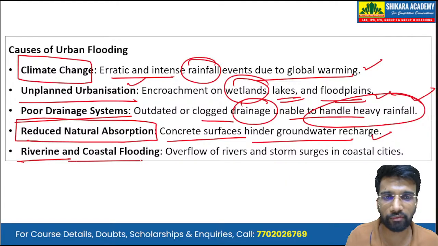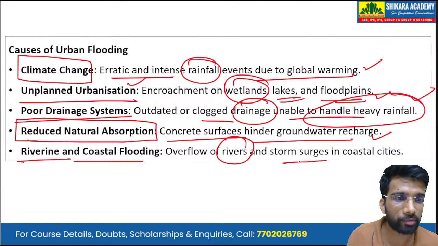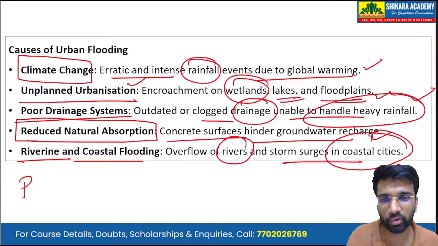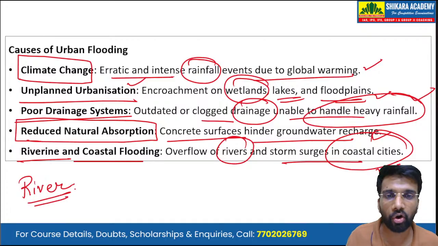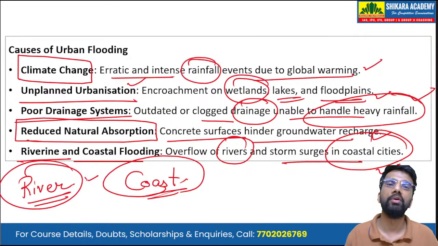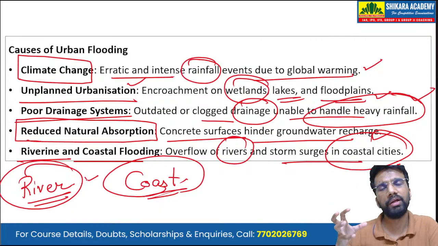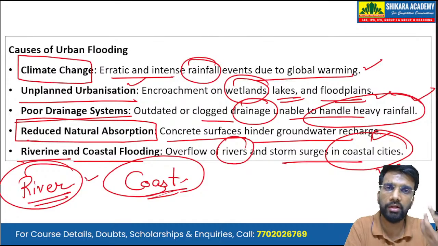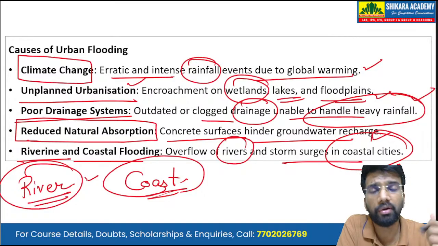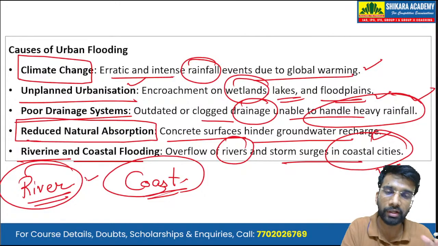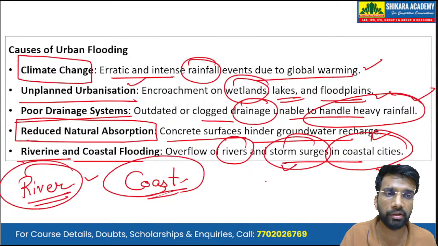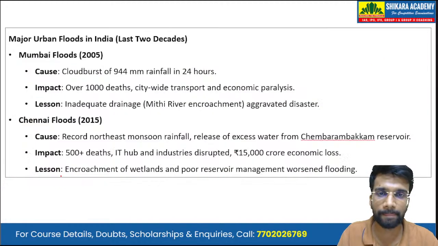Then riverine and coastal flooding. Overflows of rivers and storm surges in the coastal cities. Okay, so cities in India, either they are located on the banks of a river, or most of the cities are on the coastal regions. Okay, so the majority of the large cities in India are either on a river or in the coastal area. Now, this also enhances the urban flooding because in the monsoon months, the river swells and the storm surges during certain times of the year also lead to urban flooding.